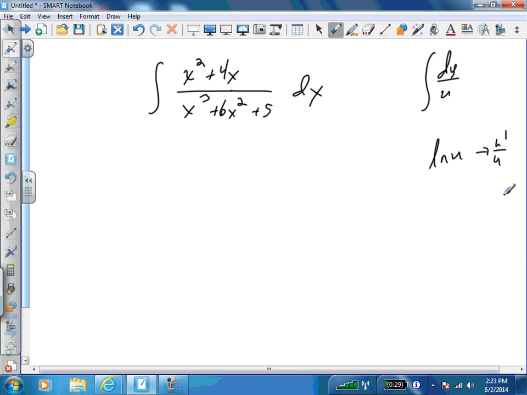If I take this, what's the degree of this? 3. If I take the derivative based on the power rule, I'm going to drop the degree. What's the degree of this? 2. So if we have a polynomial on top and a polynomial on bottom, and the bottom degree is 1 more, then there's a good chance that we want this to be u, so that when we find du, it's this. If we take the derivative using the power rule, we should be 1 degree less, which could be that. It could be off by a constant or so, but let's just see.